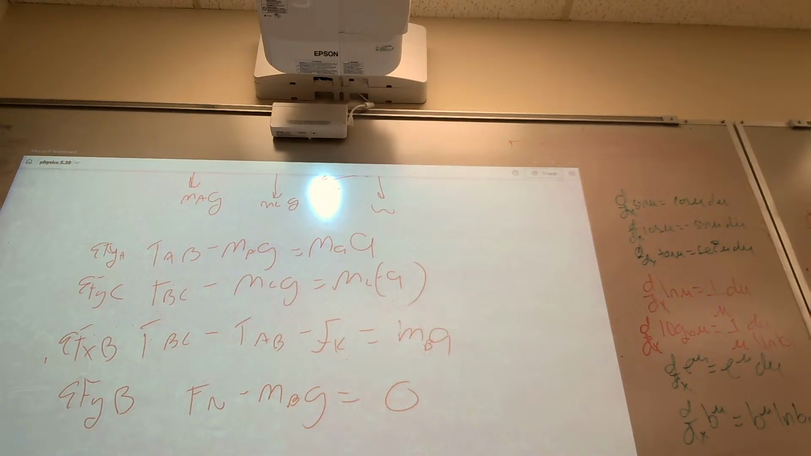Show me if you get your tension AB. Once you get that, just move on to see what you can solve next. Now we're going to do the same thing of isolating our normal force for B and plugging that in for Fk. But we haven't gotten to that equation yet.